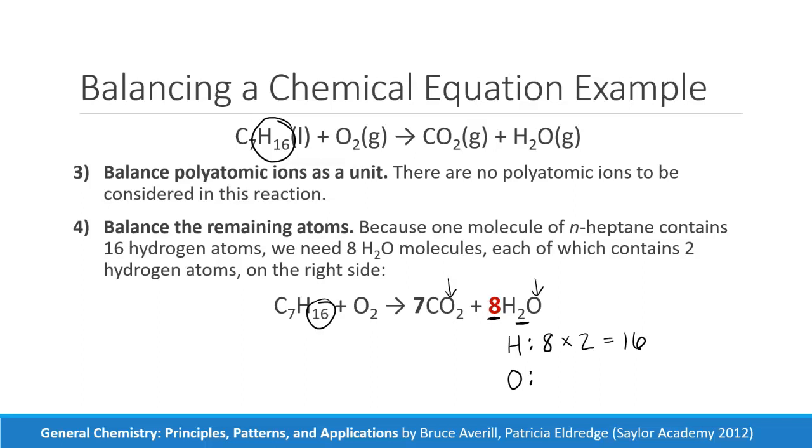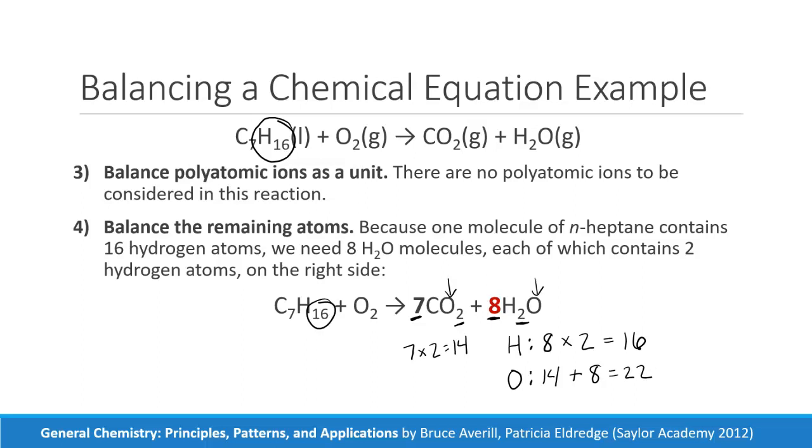So if I want to find the total number of oxygens in CO2, that's going to be 7 times 2. So we've got 7 times 2, or 14. And then we have to add to that whatever we have in H2O. And there's no subscript written beside the oxygen, so 8 times 1 is simply 8. And then 14 plus 8 gives us a total of 22.